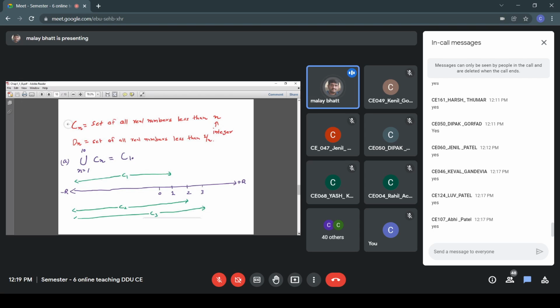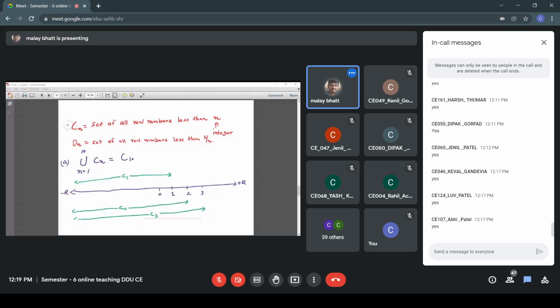Now when I take a union of these, because we know how to represent the union of sets, n equal to 1 to 10 Cn is C1 union C2 union C3 union up to C10. When you take the union of all these sets, you will get the answer as C10. It is a very interesting example.